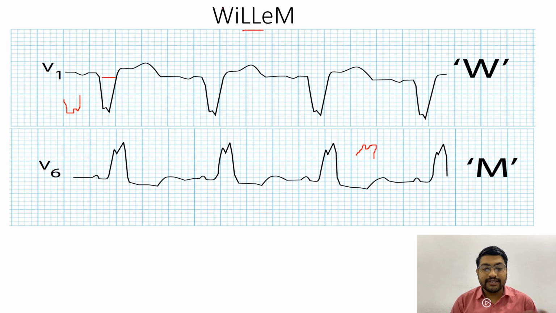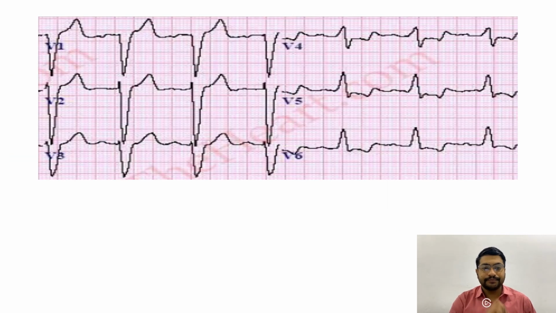And discordant STT changes. So for example, if you look at here, this ST segment is elevated, right? And our T wave is positive, but our QRS complex is negative. So discordant STT changes. And similarly, in V6, we have positive QRS complex, but our depressed ST segment and T wave inversion. This is our T wave inversion, all right? So I hope this cleared your concept.